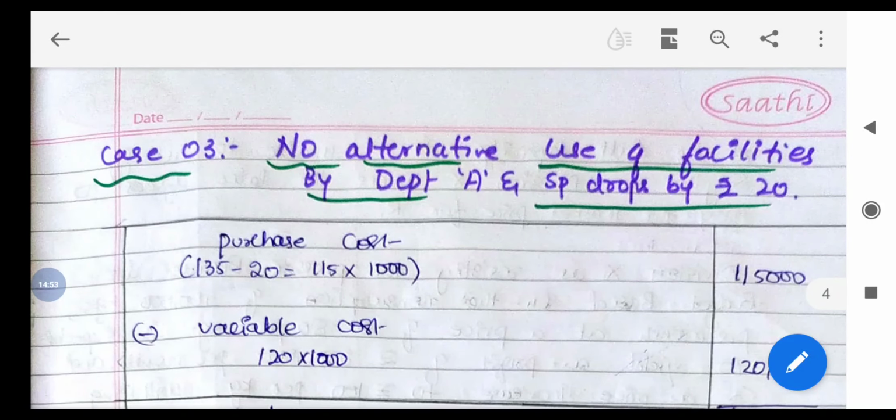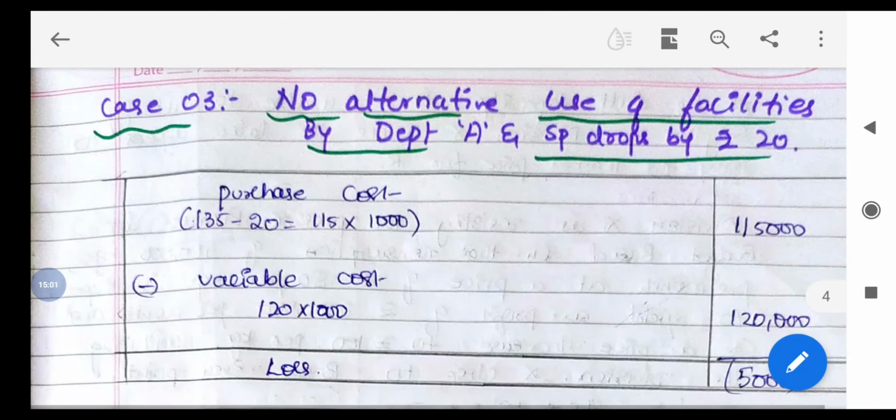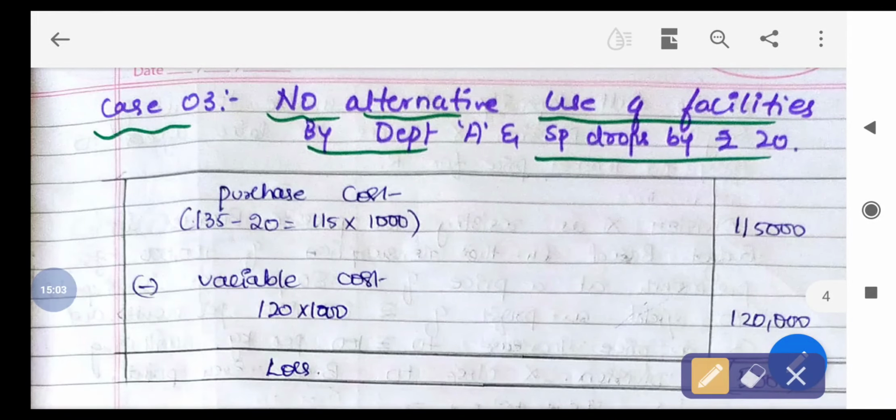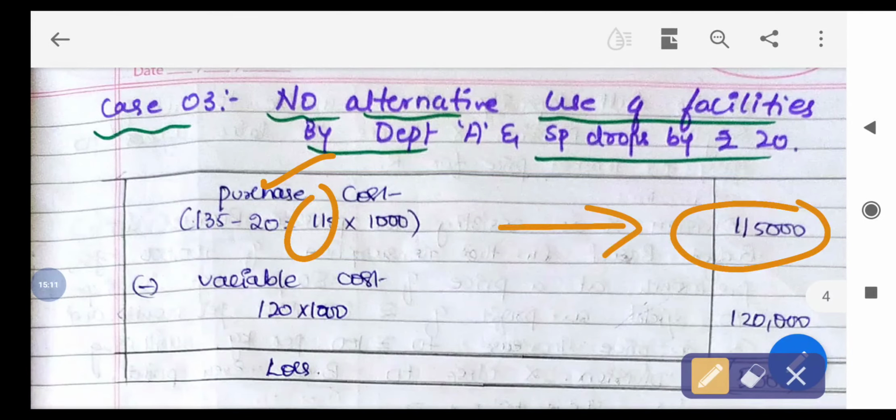The third question is, when there is no alternative and the selling price drops, that is, the market price has dropped by 20 rupees. So the market price was 135, when it drops by 20 it means 115 into 1000, that is 1,15,000. So 1,15,000 is the price they have fixed for the goods. Now we have to compare with the variable cost. The variable cost per unit is 120. For 1000 units, 120 into 1000, it is 1,20,000.